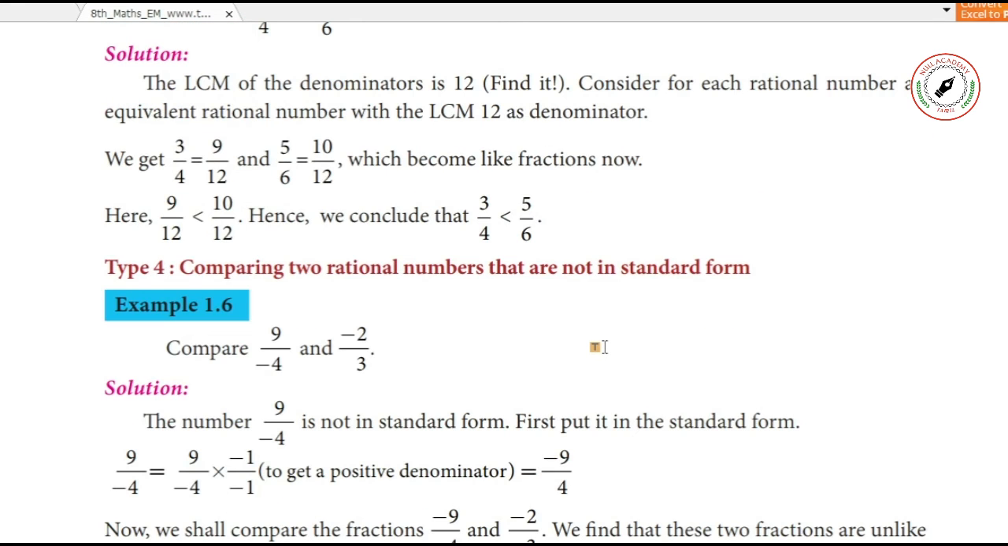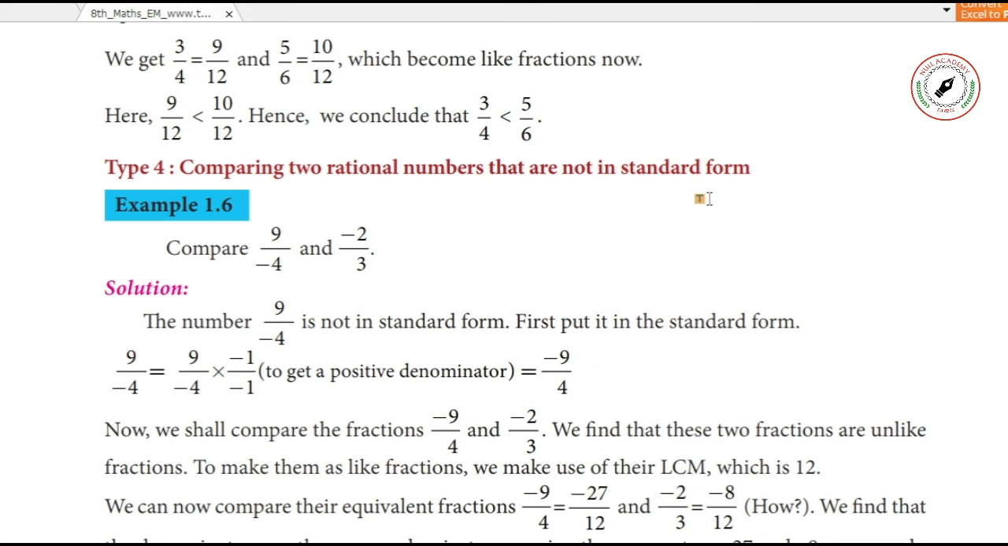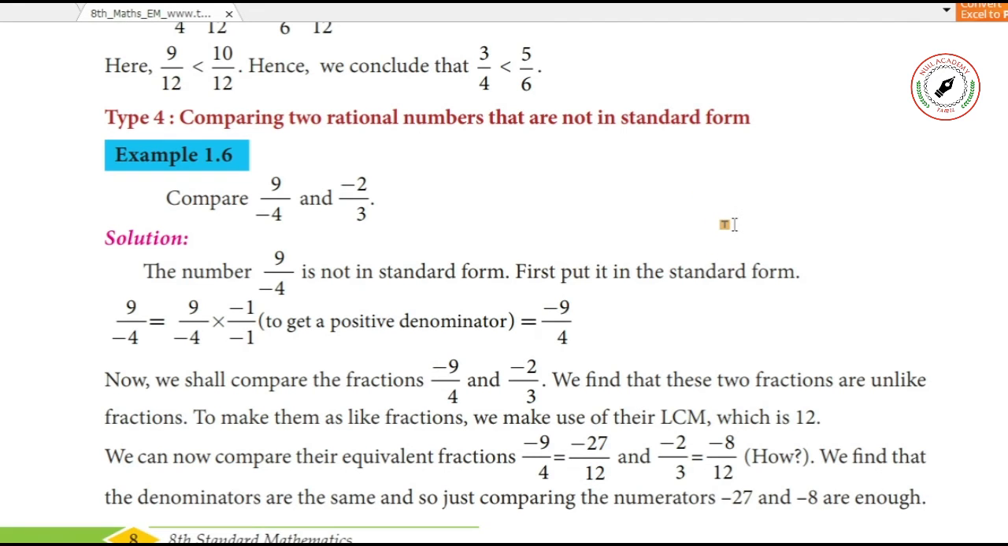Comparing two rational numbers that are not in standard form. Standard form means the minus symbol should be on the numerator. Here they have mentioned it in the denominator. One way is you just transfer it to the numerator. That is 9 by minus 4. You simply say minus 9 by 4. That's all. Wherever minus is available, you put it on top.